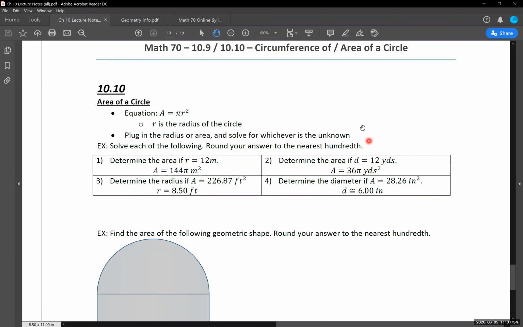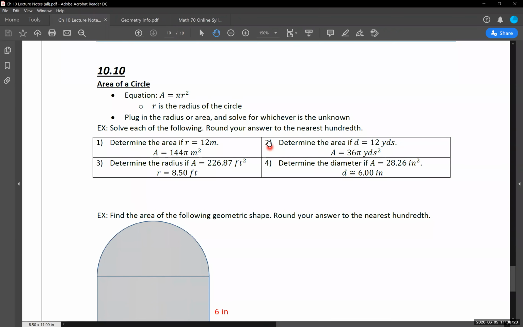The relationship that we have between the diameter and the radius is the exact same thing, which means we will need to be ready to go back and forth: I've been given the diameter, I need to find the radius; I've been given the radius, I might need to find the diameter. But for the most part, a lot of this is plugging in what we've been given and solving for whatever is unknown.